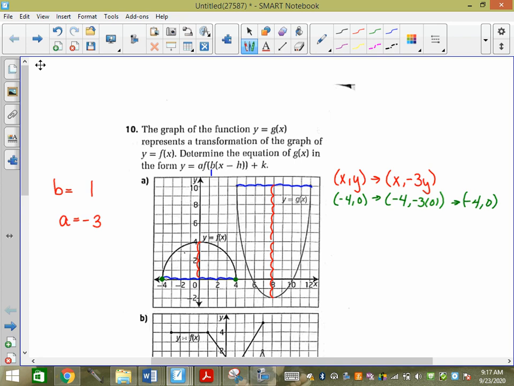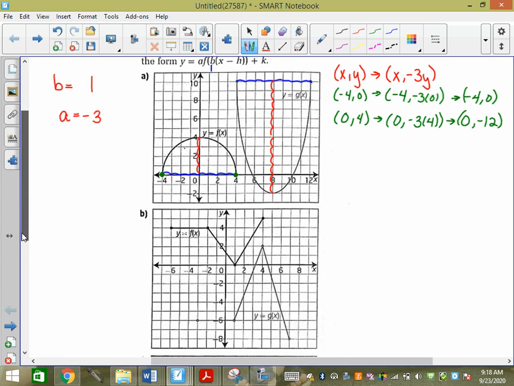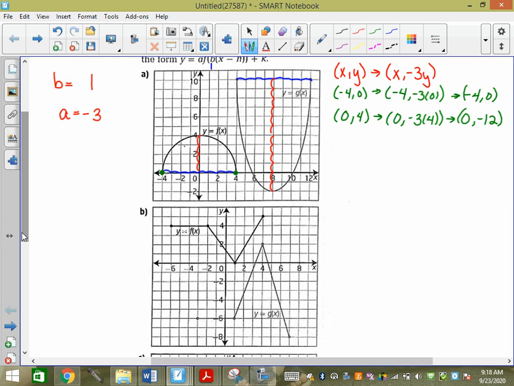Then let's do 0, 4. It's going to become 0, negative 3 times 4. So I'm going to drop over the next graph. Don't do it, if I were you. Or you can, but make it light. So I'm going to go 0 and negative 12. 1, 2, 3, 4, 5, 6, 7, 8, 9, 10, 11, 12. I'm going to pretend it's here, because I can erase, right?